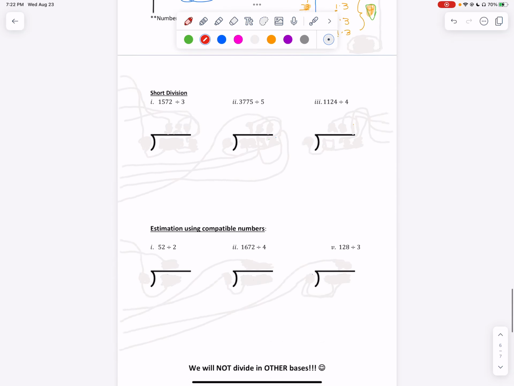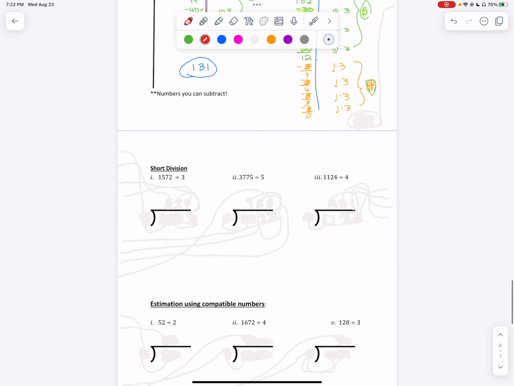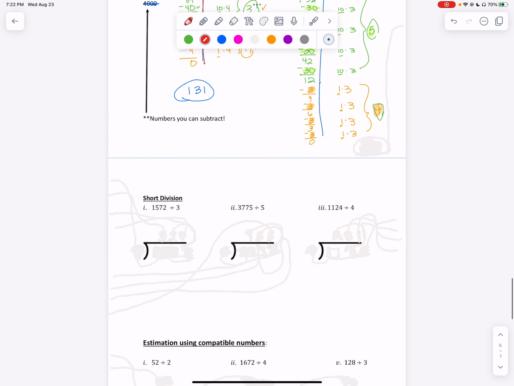Anyway, just a little bit more to do, and we'll be done with this section. So, short division. This is a way to do the old school method, but it's a shortcut. So I'm going to go ahead and put the numbers where they go.